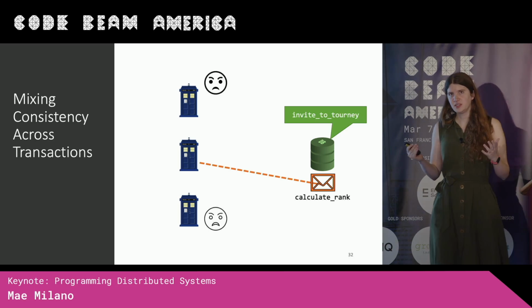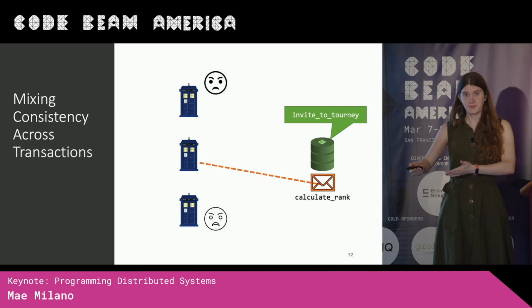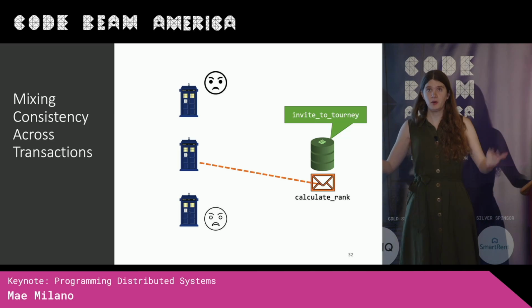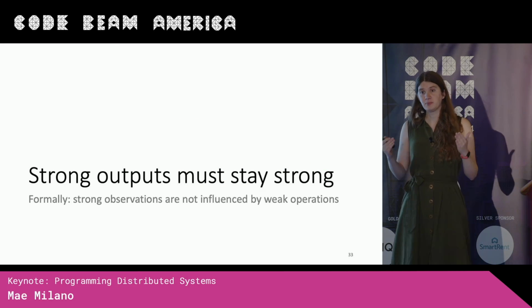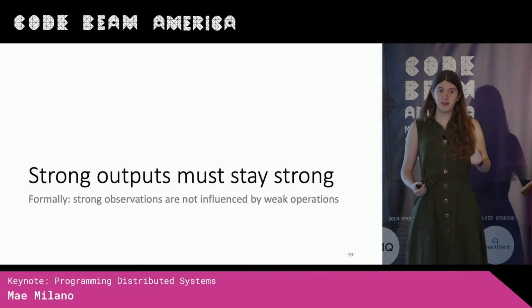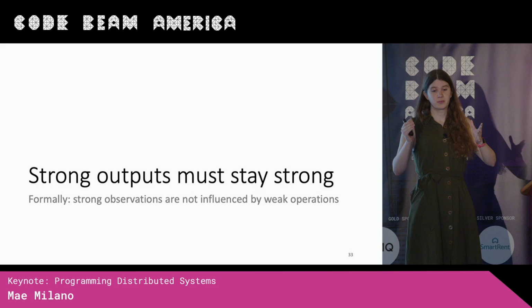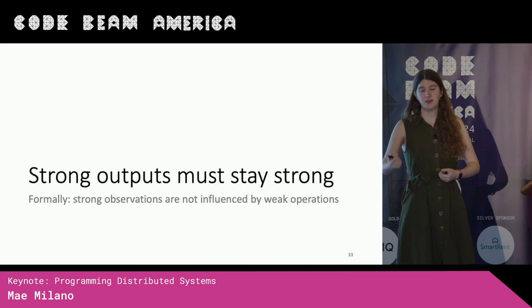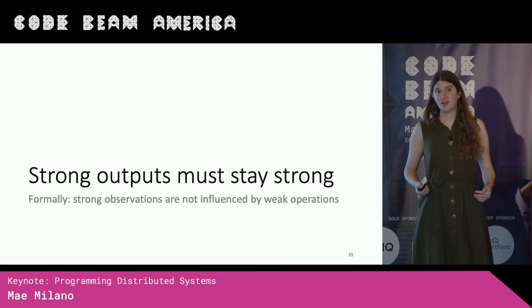What we're seeing here is a violation of an important principle, a bug that we caught in the audience, that we'd like to enforce for the composed distributed application. In particular, that strong outputs must stay strong. Or more formally, that strong observations, like the list of the top 10 players for our transaction, shouldn't be influenced by weak data or weak operations, like the replication delay between the wins and loss tables.